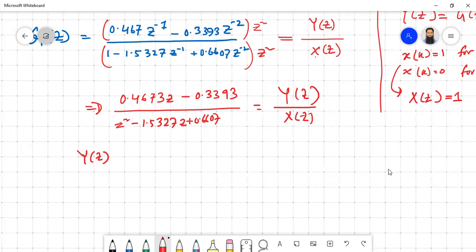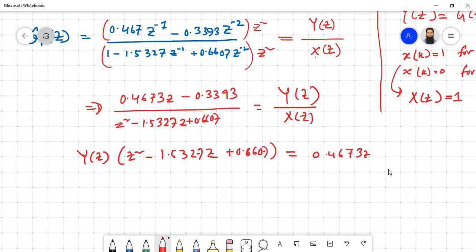Y(z) into z square minus 1.5327 z plus 0.6607 equals 0.4673 z minus 0.3393.